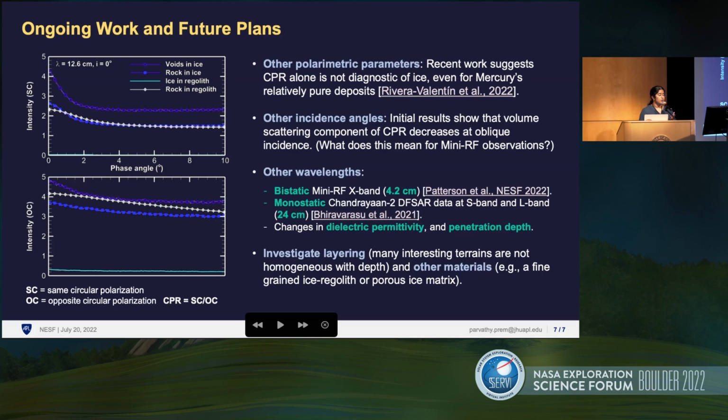There are also several other configurations that are particularly interesting and that you can look at with a model like this. So for instance, what would you get if you had ice layered beneath a relatively dry overburden of regolith? What happens if you have other materials that I haven't talked about? What happens if you have a fine-grained ice regolith mixture or a porous ice matrix? Those are some of the things that we're in the process of investigating. So stay tuned, and we hope to have more results to share with you. Thank you very much.